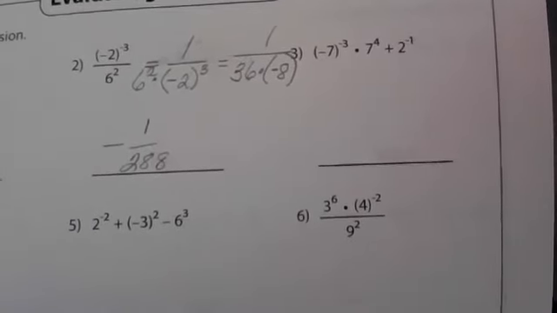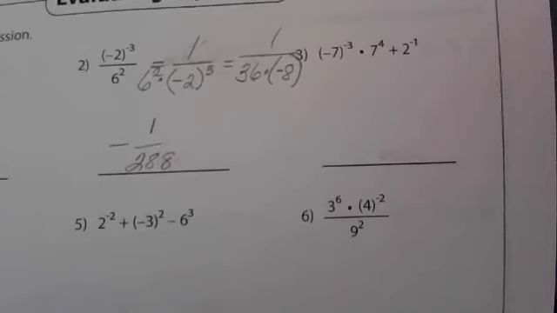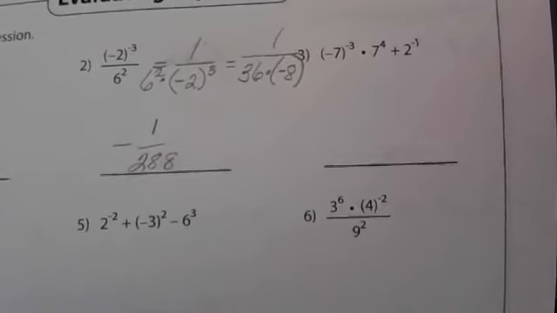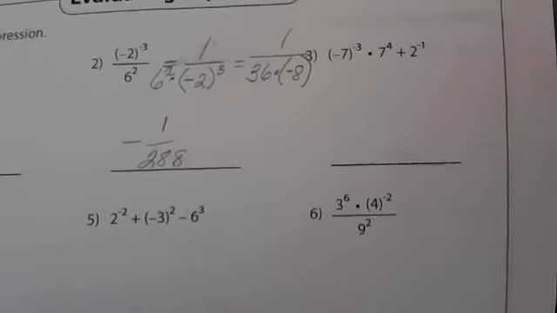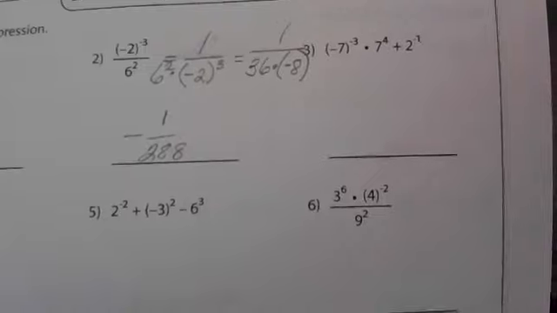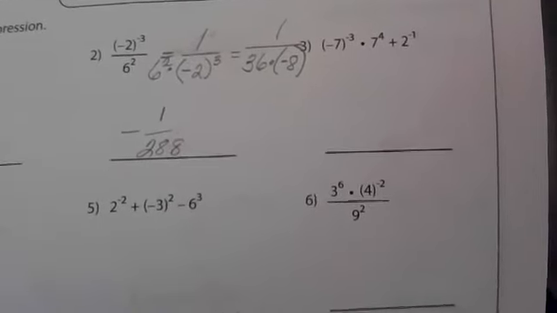Okay. Let's go to number 5 real quick. Number 5, you need to do all these separately. Now, my first inclination was to do this, but it is wrong. That's why I'm going to write it very dark.